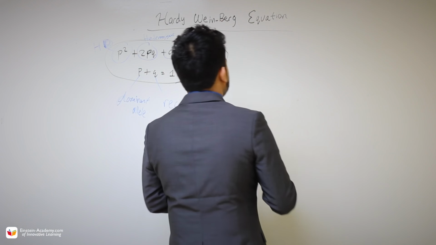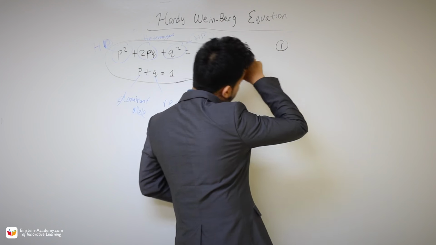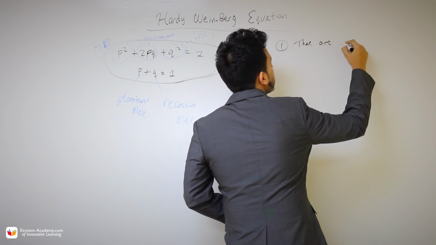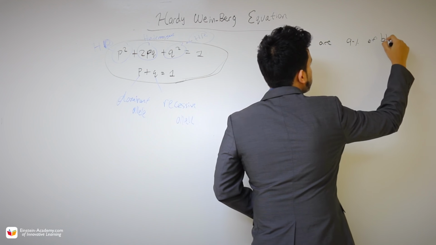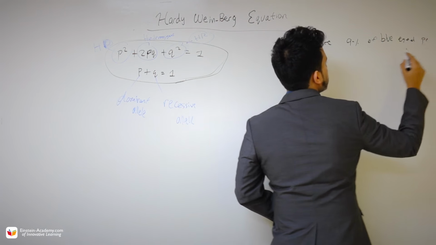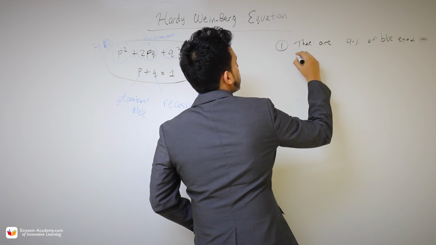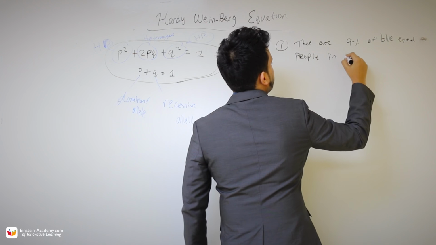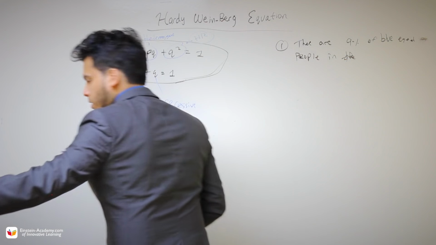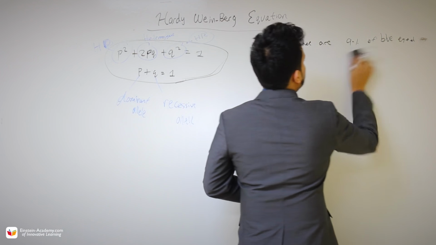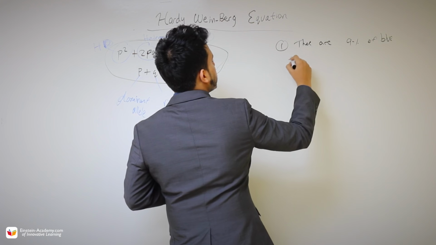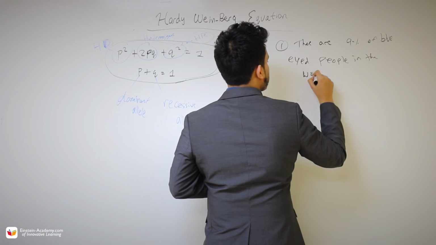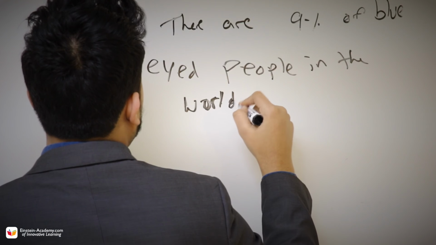So, let's say, here's a question. I'm just going to make it up. There are 9% of blue-eyed people in the world. I'm giving you very limited information, okay?